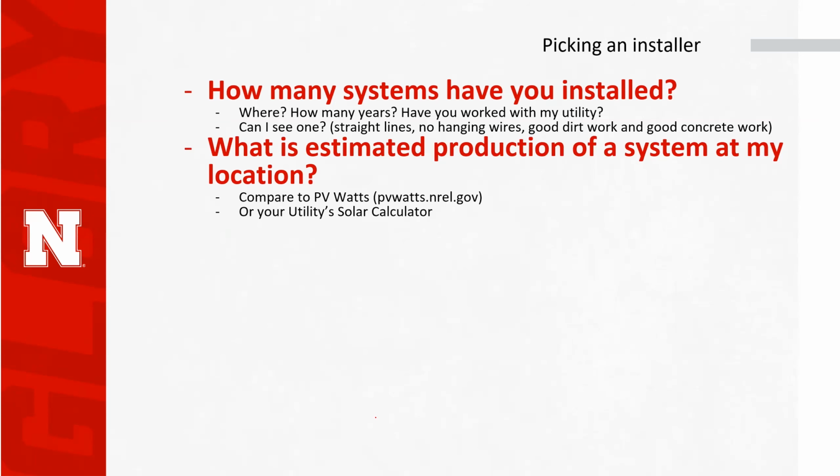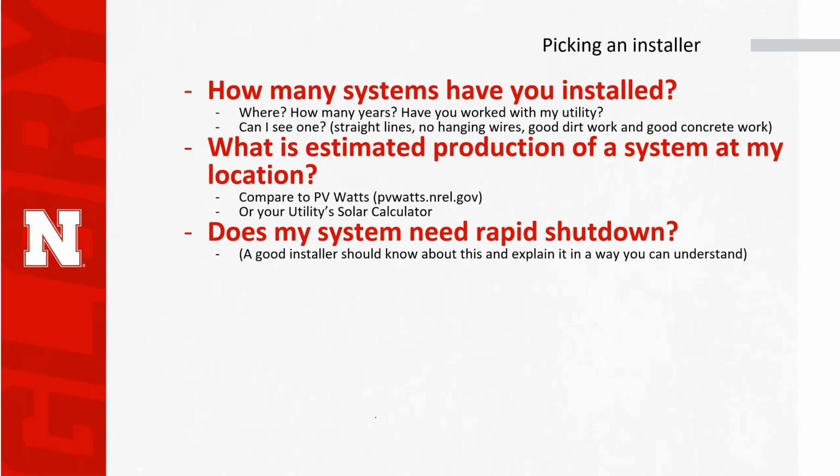What is the estimated production of my system at my location? Again, I've given you a way to calculate that. Some utilities have a solar calculator, but compare that. Make sure it's in the ballpark. Make sure that if you have shade, they're taking that into account. The way to do that is, if you have some shade and their number is the same as PV watts, they're not taking shade into account. Their number should be lower if you've got some shade, even partial shade. If you've got a lot of shade, that's an extra big problem, and maybe you should be putting a system in a different place.